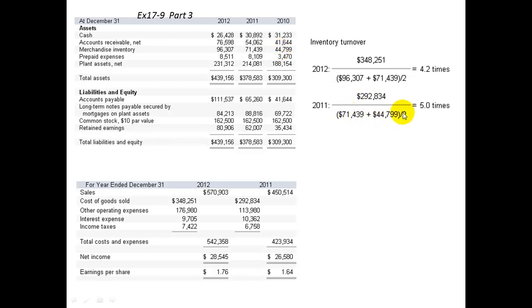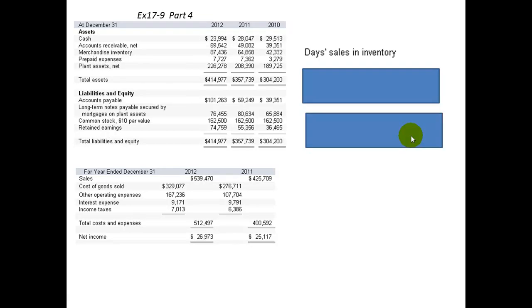Add those together, divide by 2, and then divide this number on the bottom into the cost of goods sold for 2011. And it looks like our turnover has slipped also. From 2011 it went from 5 to 4.2. So again, I don't know if this is enough to take action or not, but it looks like the trend is definitely unfavorable. Alright, our last part of this problem, part 4, we're dealing with days sales and inventory.